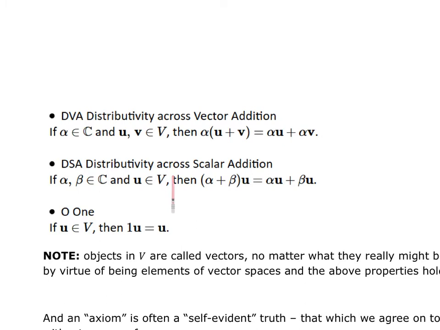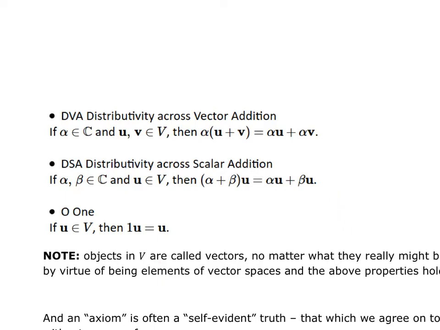We also have the distributive property of scalar addition. That means alpha and beta are in the complex numbers, u is in the vector space, and then I can add my two scalars first and then multiply by my vector, or I can multiply my vector by alpha and then my vector by beta and then add those two answers together. And of course, we have the one. If u is an element of the vector space, and we have this 1, then when I multiply it by my vector u, that is still just my vector u.